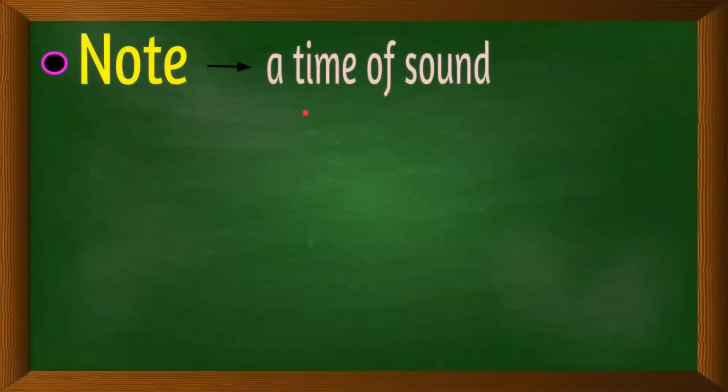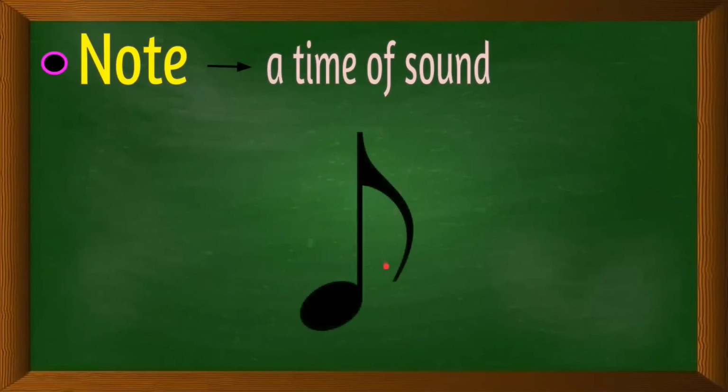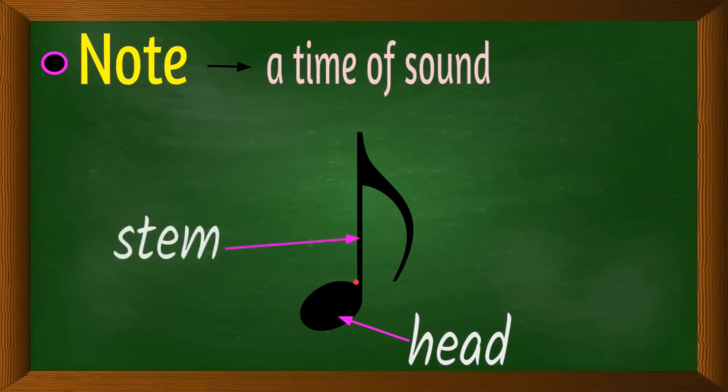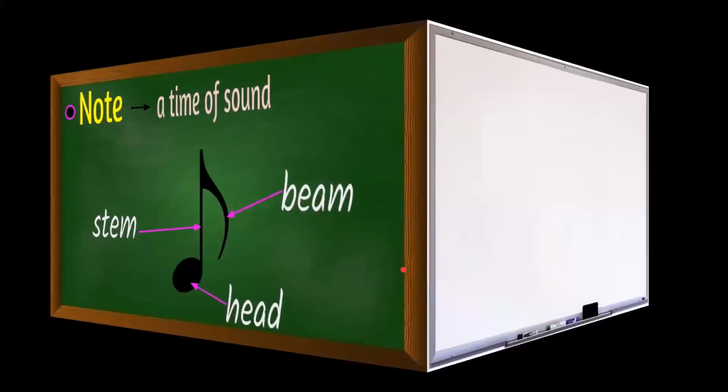Again, the note is a time of sound, and take a look at this. This is a note, and it has its parts. This is the head. This one is called the stem. And this is the beam. Others call this one the flag. Again, these are the parts of the note. This is the head, this is the stem, and this is the beam or flag.